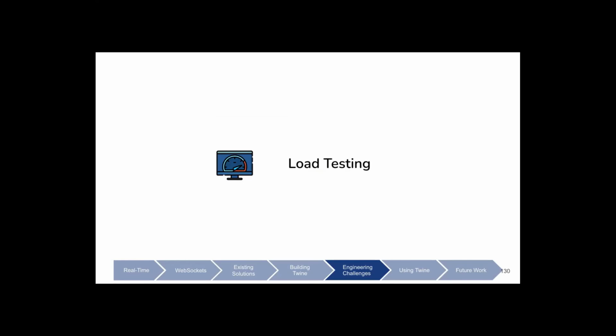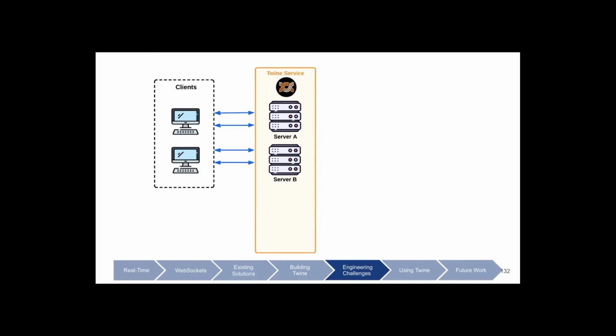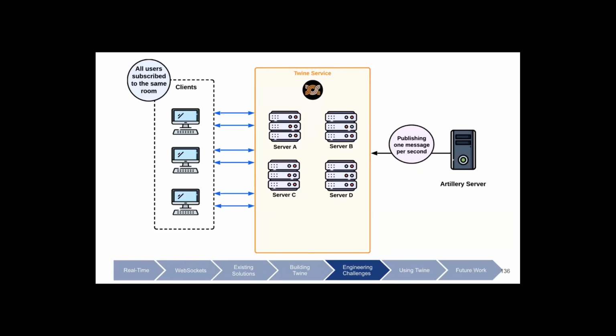The last engineering challenge we'll discuss is load testing. This step was crucial in ensuring the reliability and scalability of Twine. Using artillery, we load tested for two scenarios: the number of concurrent connections Twine could manage and the amount of throughput Twine could handle. In scenario 1, Twine successfully handled ramping up to 96,000 concurrent users over 20 minutes by auto-scaling to 4 servers. In scenario 2, concurrent users were subscribed to the same room, receiving messages published to that room approximately every second.